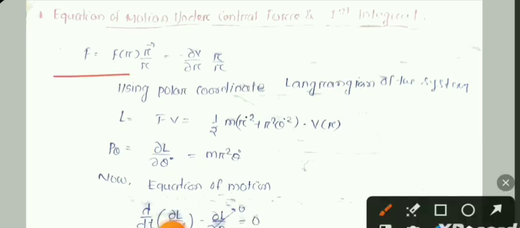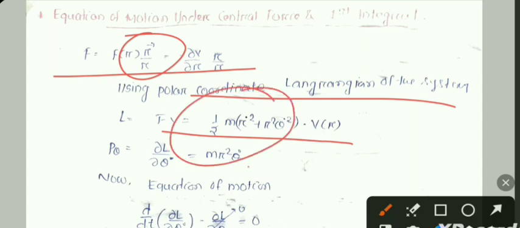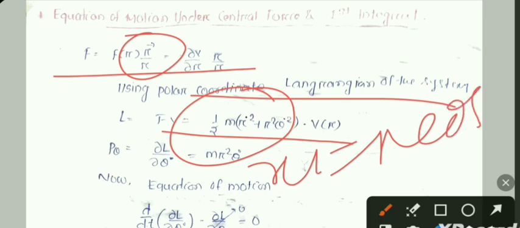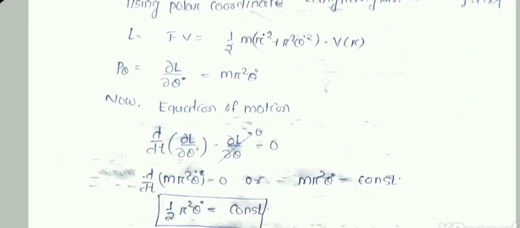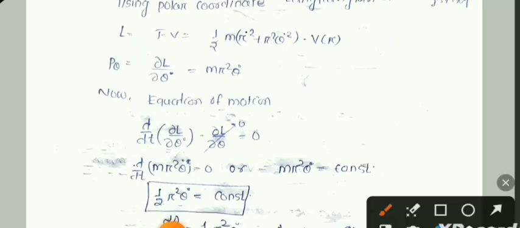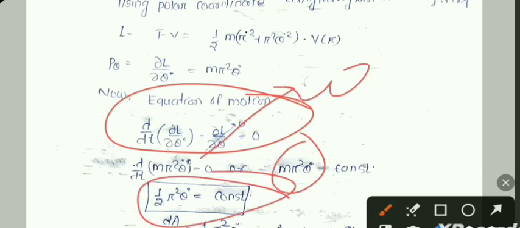So let's get started. F is equal to f of r times r vector divided by r, which means a unit position vector, and this will be minus del V by del r. Using polar coordinates, the Lagrangian of the system becomes half m times r dot square plus r square theta dot square, minus V of r. If we put x equal to r cos theta and y equal to r sin theta, this formula can be derived. Then p theta is equal to del L by del theta dot, that is m r square theta dot. And the equation of motion we can easily find from the Lagrangian, using Lagrange's equation of motion.